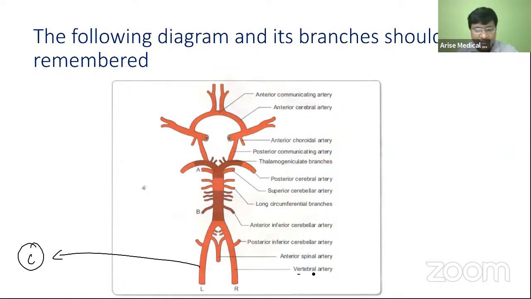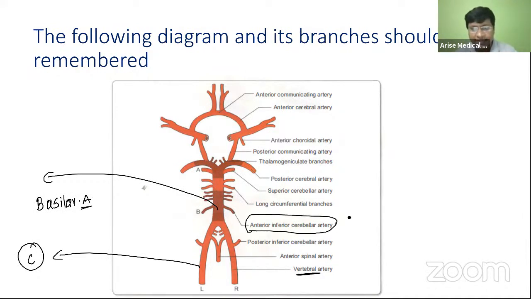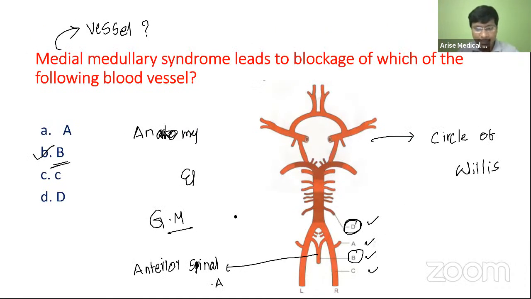What is C actually? Vertebral arteries. Both of the vertebral arteries will unite to form the basilar artery. And this is your D which is given in your labeling. And what is the D? That is AICA, anterior inferior cerebellar artery. I don't know whether you are able to see the labeling or not. So this is your AICA, anterior inferior cerebellar artery, and your B is your anterior spinal artery.